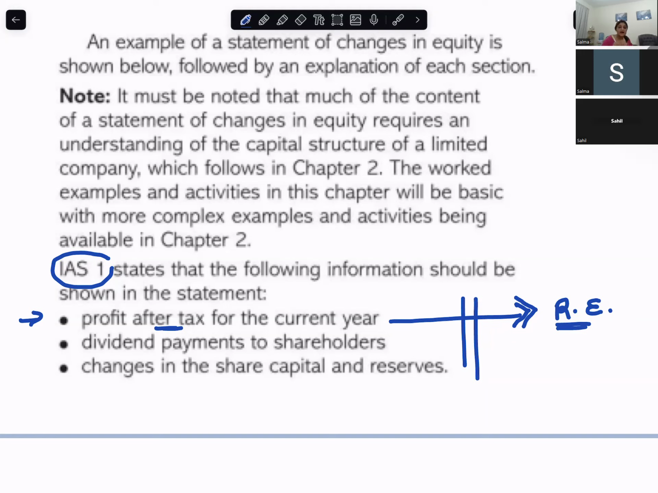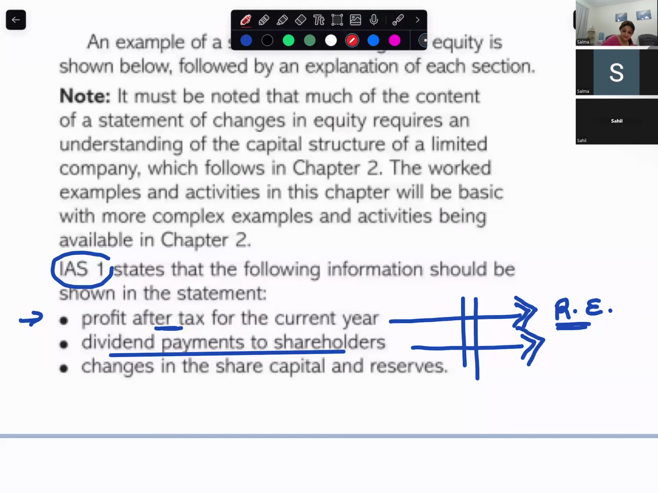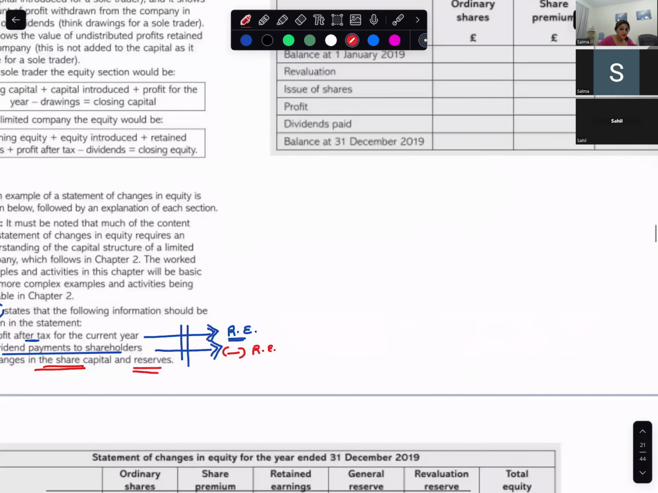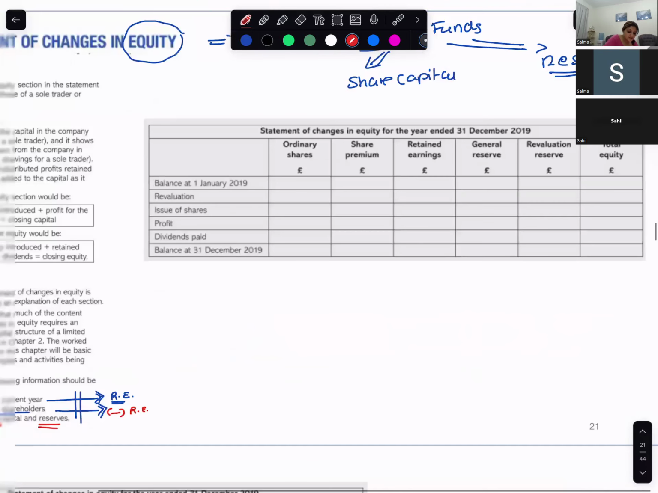Okay? Yes. IAS 1 also tells you that other than showing this, you also have to show how much dividend you are giving to your shareholders. From where are you going to give the dividend? From the retained earnings. So it is shown as a deduction from your retained earnings. And they want the changes in the share capital and the changes in the reserves. That means whatever was the capital at the beginning and whatever is the capital on the last date, whatever changes have happened from the beginning to the last date, IAS 1 wants you to show in statement form. So this is what we show, the statement of changes in equity.